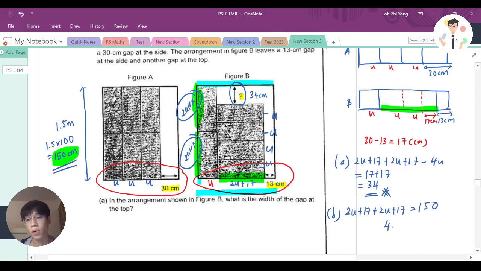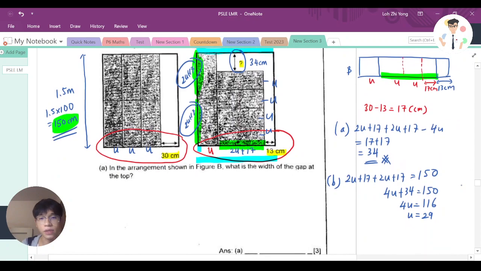So I know 4 unit plus 34 is 150. So I can find out 4 unit is 150 minus 34, which is 116. And 1 unit is equal to 29. Now, once I found 1 unit is 29, then it will be very easy, right? So the width is actually what? 1 unit plus 2 unit plus 17 plus 30.